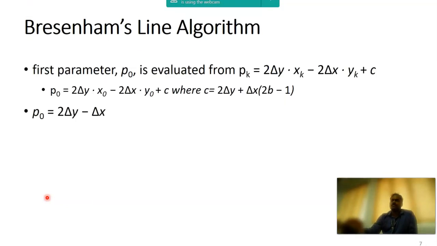For the first parameter, p naught, how will we evaluate it? From pk equals 2 del y xk minus 2 del x yk plus c. So here p naught equals 2 del y times x naught, the initial point, minus 2 del x times y naught, plus c, where c is, as I already told, 2 del y plus del x times (2b minus 1). If we substitute this, at the end we finally get 2 del y minus del x for p naught. This is merely substitution, so we eliminate the negative and the positive, the equal constants, we have eliminated.